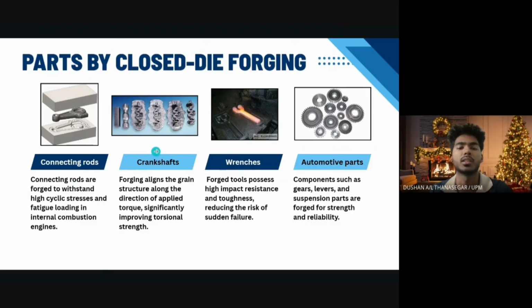Another important application is crankshafts. During forging, the grain structure is aligned along the direction of the applied torque, which significantly improves the torsional strength and durability. Forged wrenches and hand tools also benefit from this process, as forging improves impact resistance and toughness, reducing the risk of sudden failure during use. And in the automotive industry, many components such as gears, levers, and suspension parts are forged to ensure high strength, reliability, and long service life under dynamic loading.